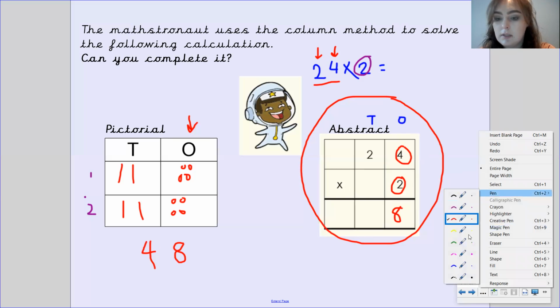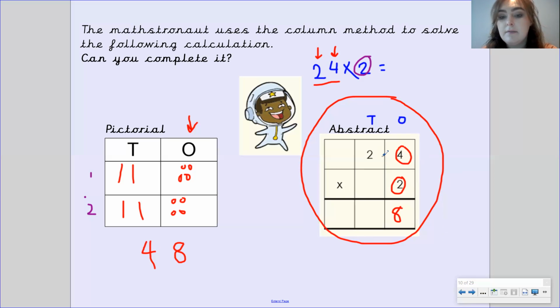Now the next thing you need to do is again look at your 2 because that's what you're timesing it by, but this time we're looking in our tens column. So now what we've got to do is 2 times 2. But really it's actually 20 times 2. But just to make it a bit easier for us, we're going to be doing 2 times 2, and we know 2 times 2 is 4. So then because it's technically 20 times 2, the answer is actually 40. Then we add them together and it gives us 48.